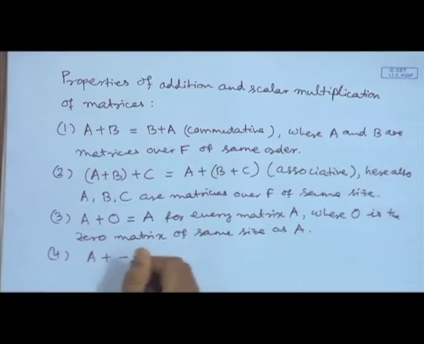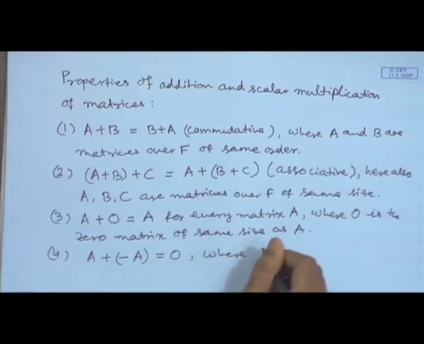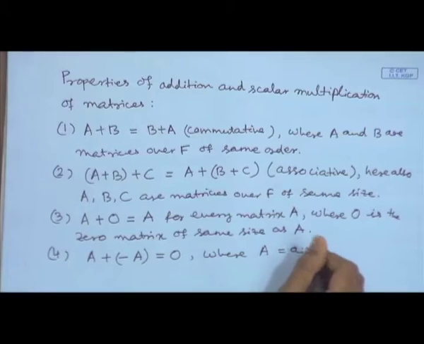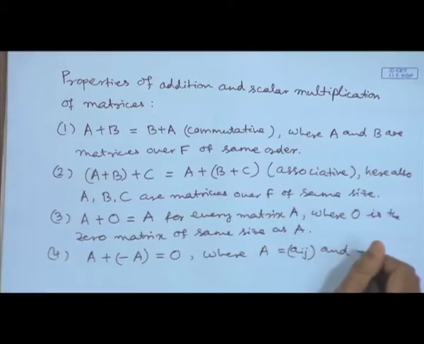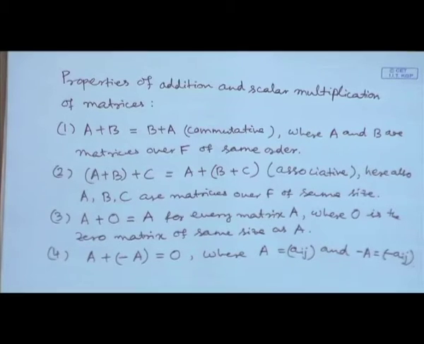So, the fourth property is that we can also have the negative of a matrix, that A plus minus A is equal to 0, where A is Aij, which implies minus A is equal to minus Aij.